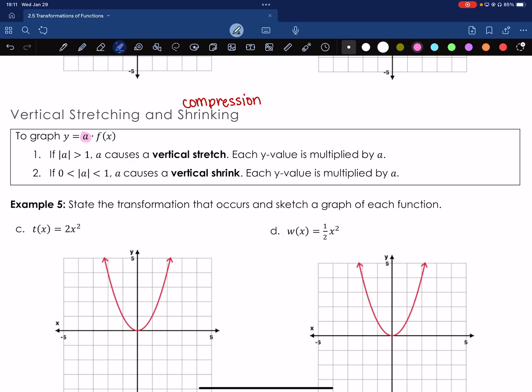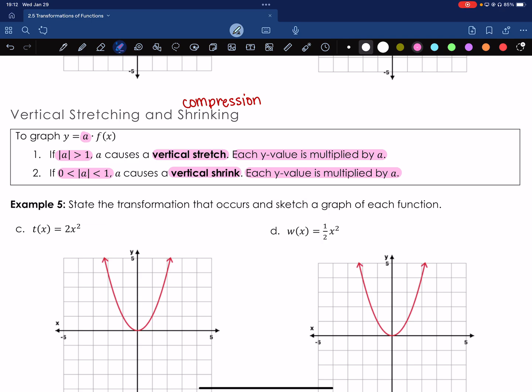So if these values are, you have two options. If A is greater than 1, it causes a vertical stretch, and the vertical stretch means that each y value is multiplied by A. And then if A falls between 0 and 1, that is causing a vertical shrink, where each value is multiplied by A.